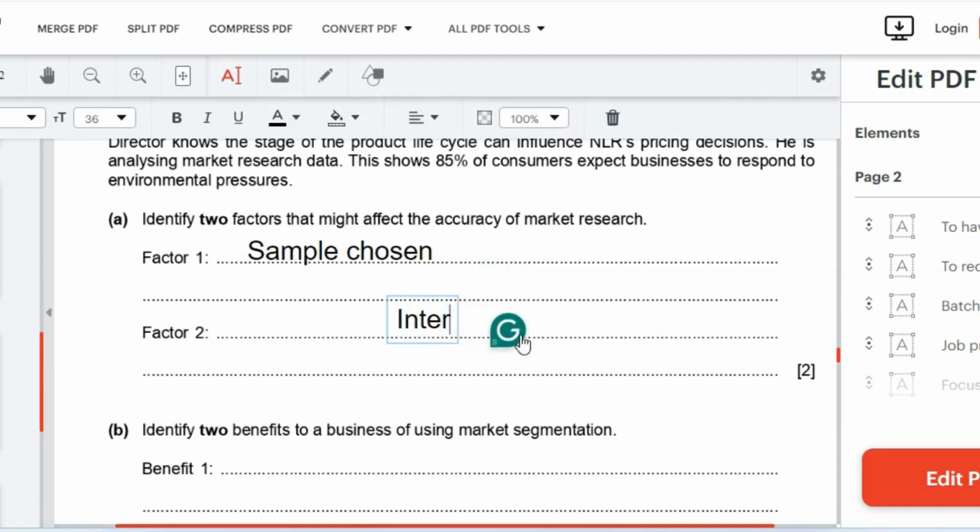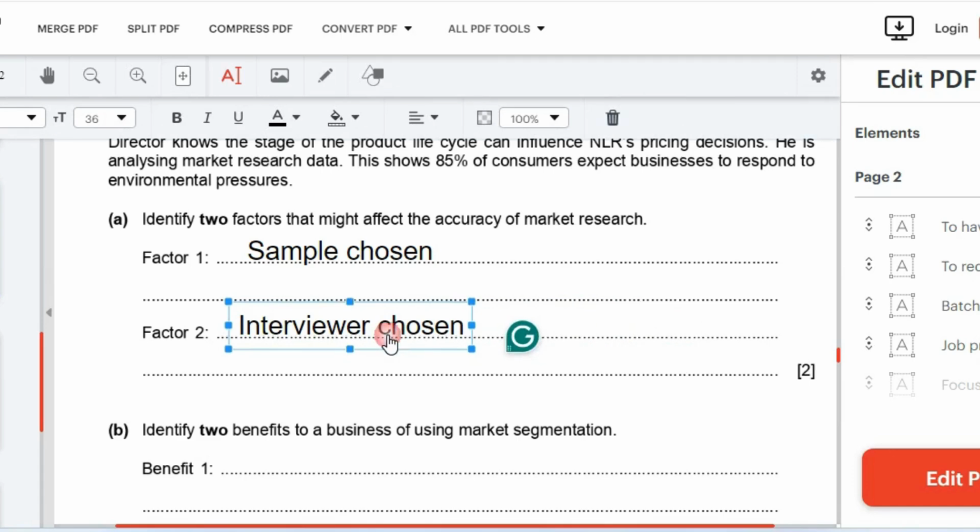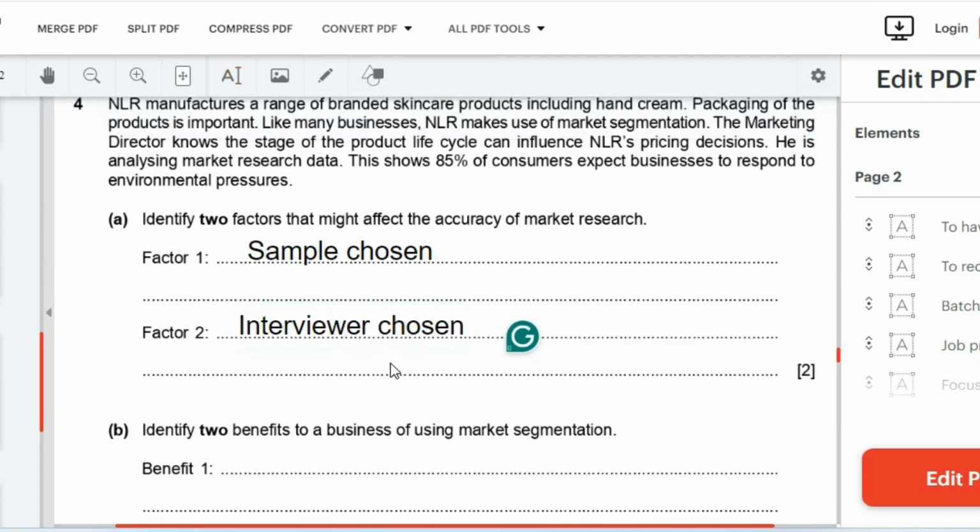The interviewer choosing, or the interviewer bias. When asking people some questions, most of the time they might not want to expose what the answer really is, or they will be hiding some of the answer. We still have more factors, such as the person that carries out the research and the sample size also.